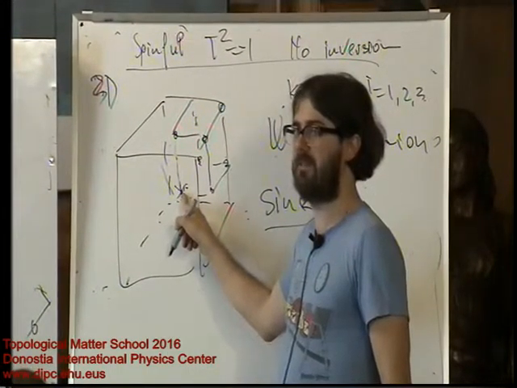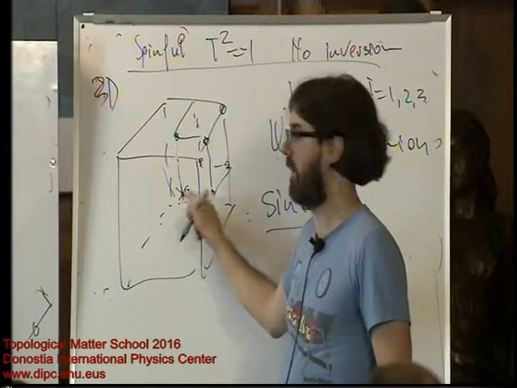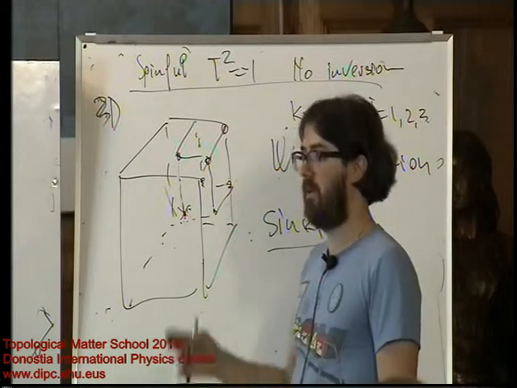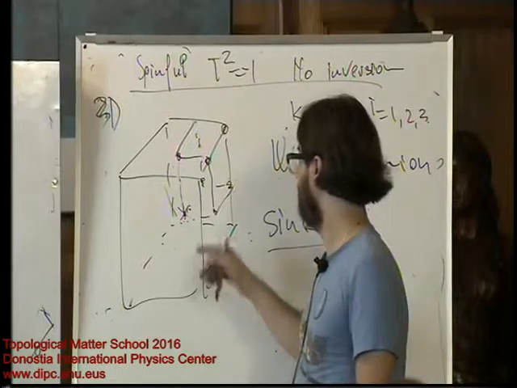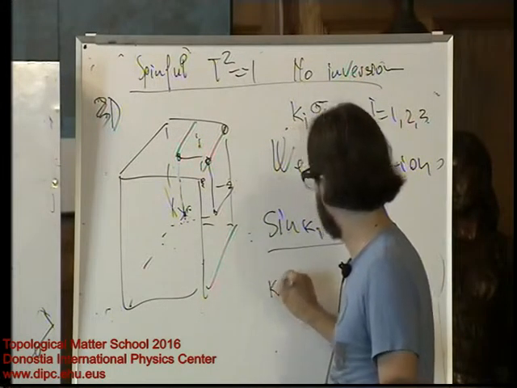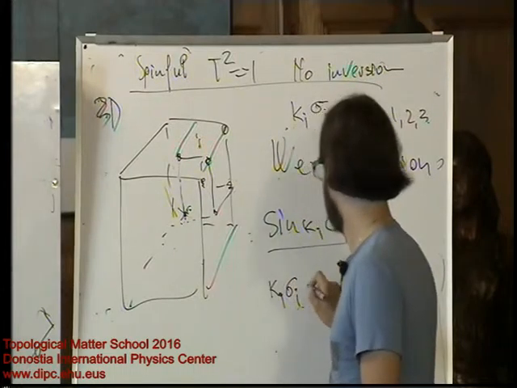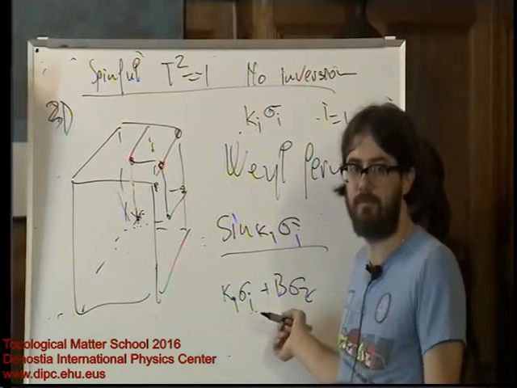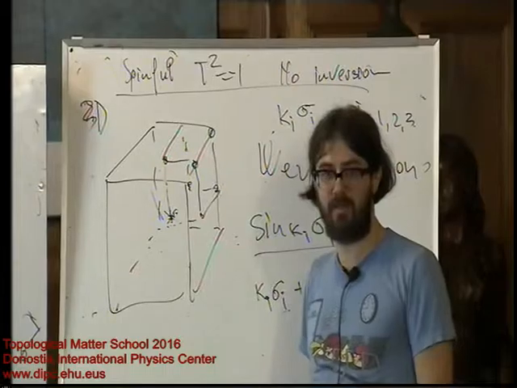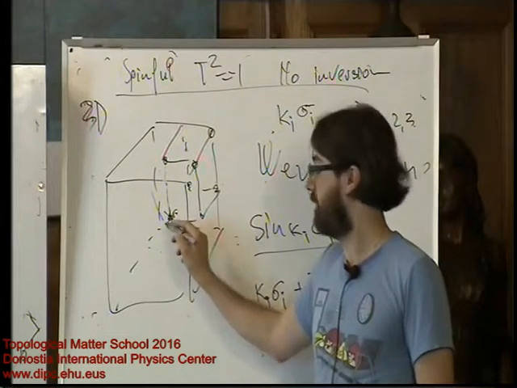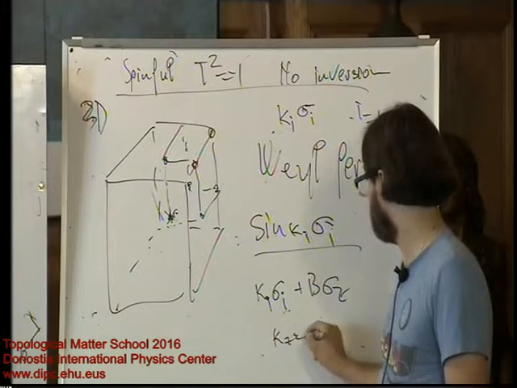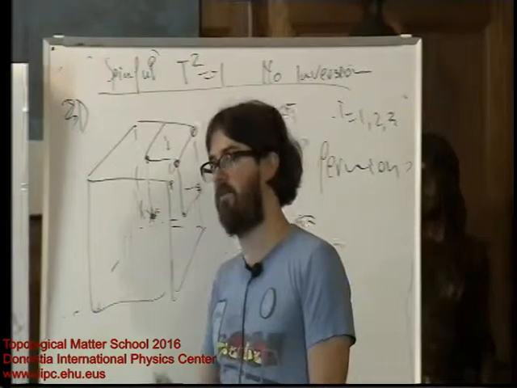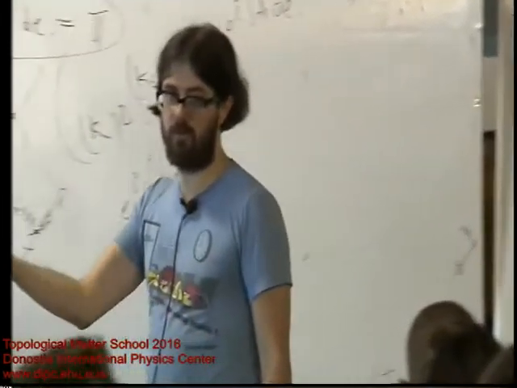Do I still have doublets at this point? At this point or this point or this point? I don't have time reversal anymore. Do I still need to have doublets? No. But if I break time reversal by a small magnetic field, what can happen? Well, I can pick this point, for example, k_i sigma_i plus b sigma_z. Right? So what happened to this guy? I've moved the Kramers doublet from the time reversal invariant point to k_z equal to minus b. Okay? In other words, I don't have any symmetry, and I still have stable nodes.